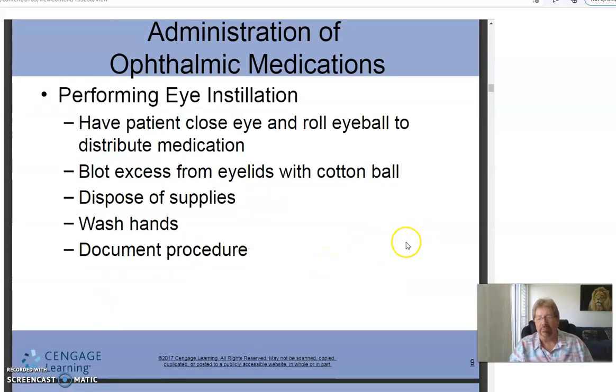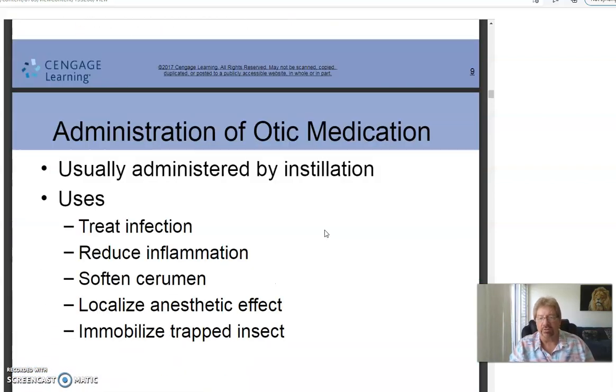Okay, continued. Performing eye instillation, continued. Have patient close the eye and roll the eyeball to distribute the medication. Blot excess from the eyelids with a cotton ball. Dispose of supplies, wash hands, document procedure. Guys, you have to be careful because infections can be easily transmitted through the eye.